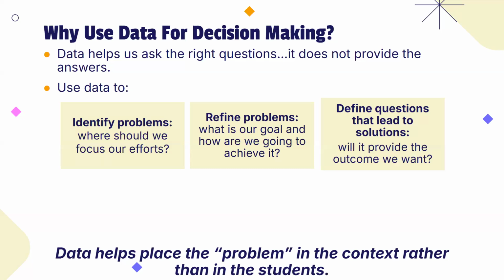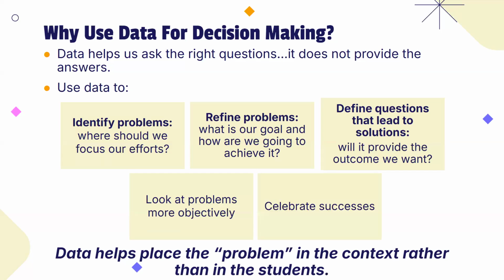Next, we can define questions that lead to the solution. Will it provide the outcome we want? Our interventions should help us meet our goal and that outcome that we set aside. It helps us look at problems more objectively. And then finally, we want to celebrate those successes too. And we say the same thing with positive behavior in our classrooms. Celebrate those successes. Let's celebrate the successes that we see among our data as well. So data helps place the problem in the context or location rather than in the students themselves.